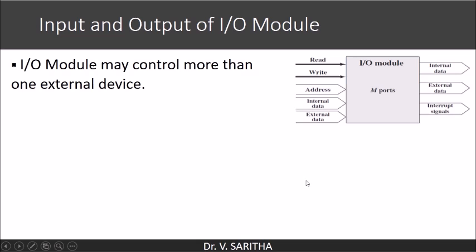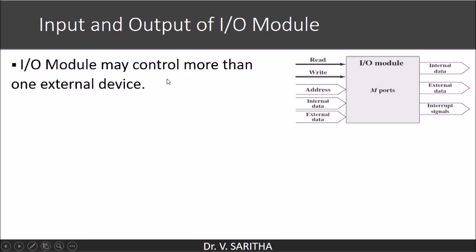Then comes the input and output of an IO module. The IO module will have many inputs and outputs: read and write control signals, the address bus, the internal data bus and the external data bus. Because it handles both input and output, it will have both read and write control signals.